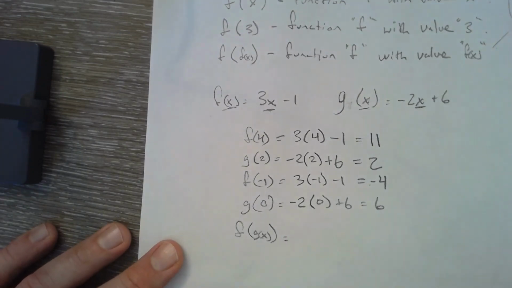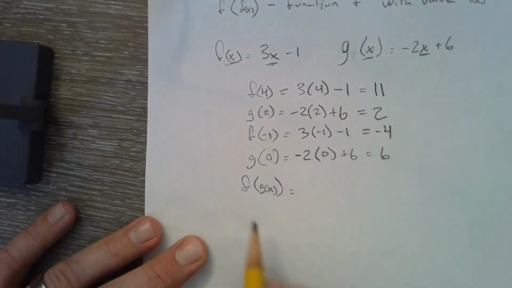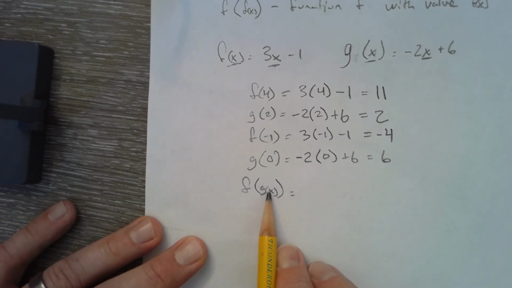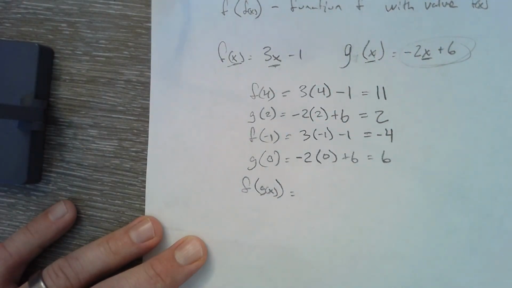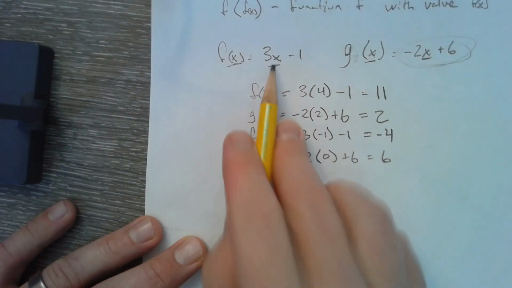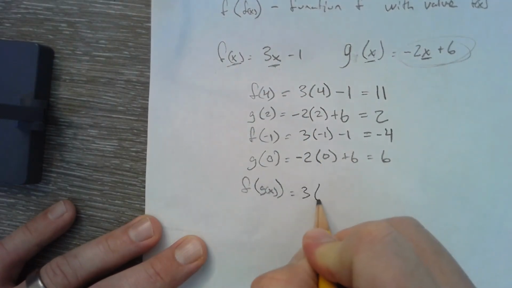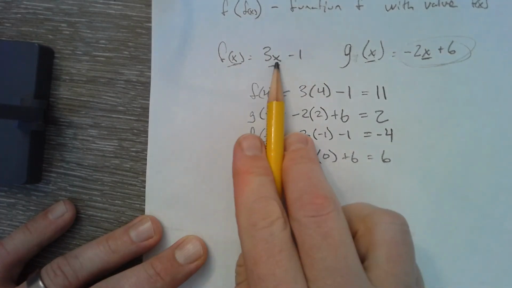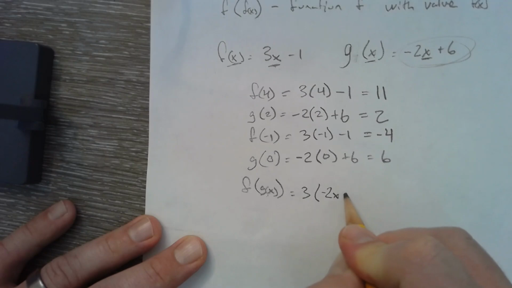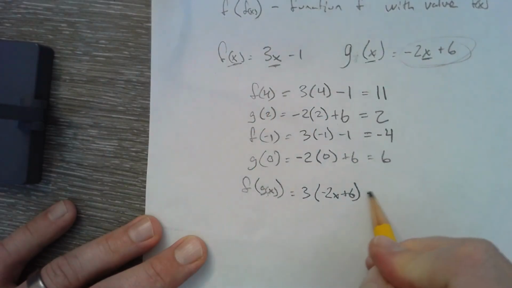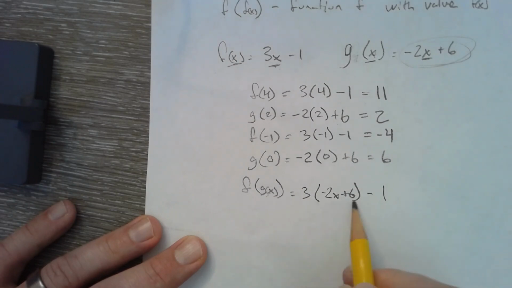This is where it gets a little tricky. This is the case where we want to actually take function g, so this entire thing, and plug it in to this space. So it's 3 parentheses. I'm replacing the x with now this entire function. Negative 2x plus 6. And then I have the minus 1. So again, we just replace the x with the whole other function.